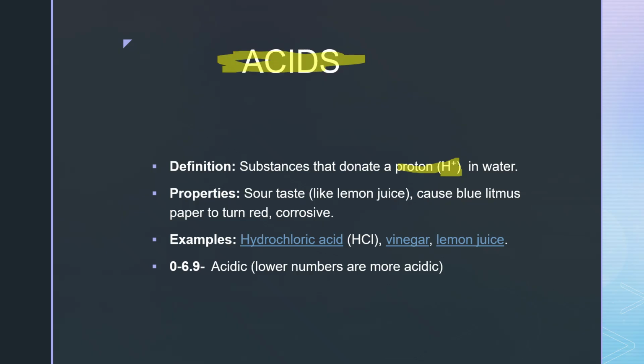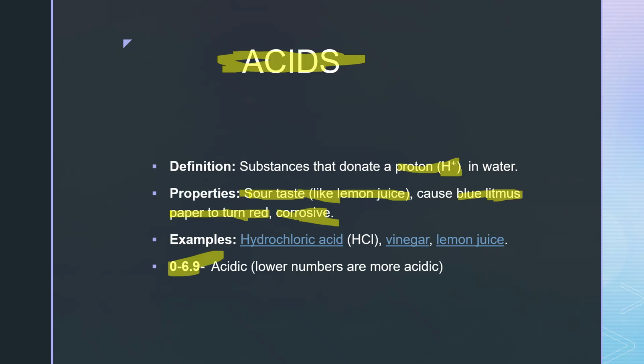There are several more properties. Sour in taste, like if you have tasted lemon, whatever the taste of lemon is, that is the exact taste of acid. It can cause blue litmus paper to turn into red litmus paper, and it is also corrosive in nature. If the examiner asks you about the examples, then it is hydrochloric acid, vinegar, lemon juice and many other acids. What is the pH scale? Whatever the pH scale acids have is from 0 to 6.9.